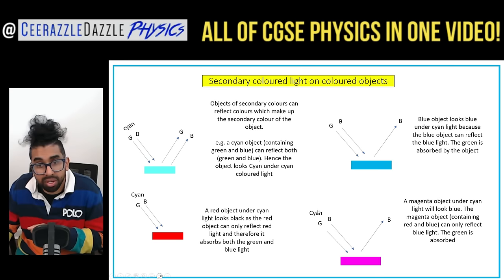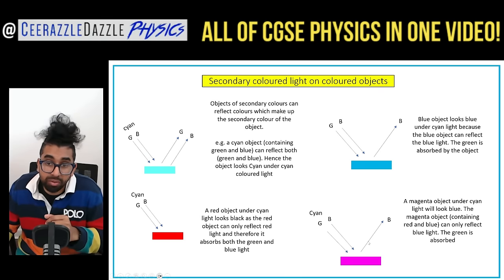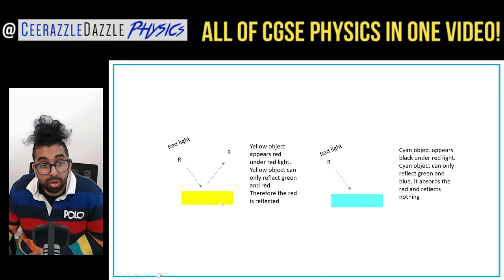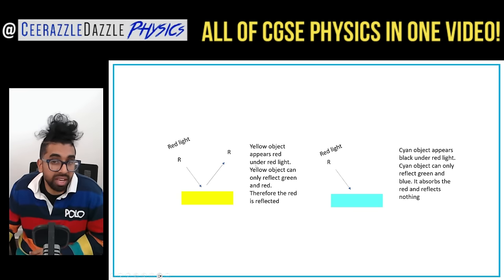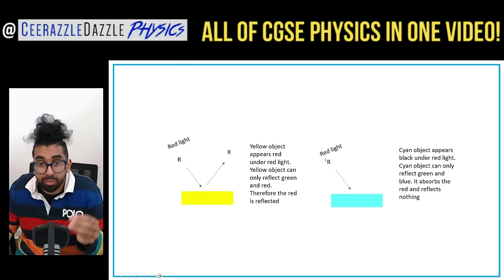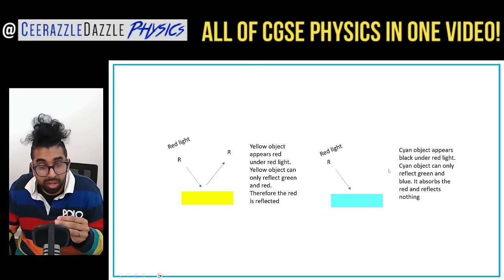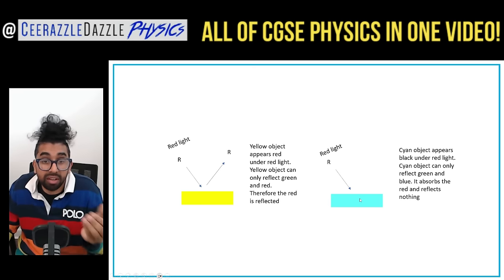Another example: cyan light, green and blue, being shone onto a magenta object. The magenta can only reflect blue and red, therefore it absorbs the green and only reflects the blue. So the magenta object will look blue under this light. Two more examples. Let's say I have a yellow object and I shine red light onto it. The yellow object can reflect the red and the green, so it can reflect the red. Then if I have a cyan object and we shine red light onto it, the object cannot reflect the red, it can only reflect the green and blue, therefore this object looks black and nothing is reflected.